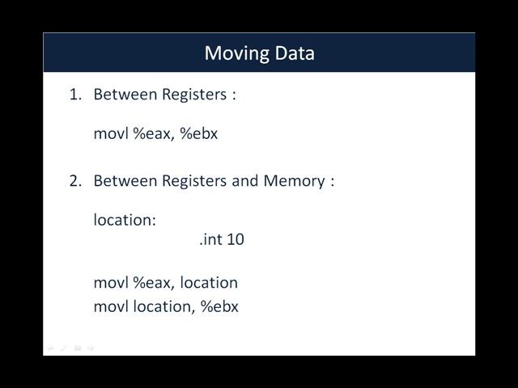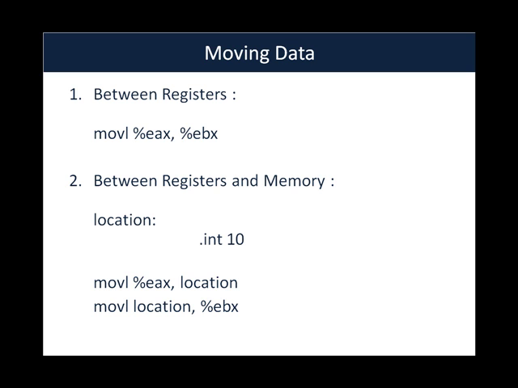The second variation is moving data between registers and memory. Now let's say we have an integer defined by a label location. Now how do you go ahead and move the value in EAX into that location? This is simply achieved by using movl EAX, location.